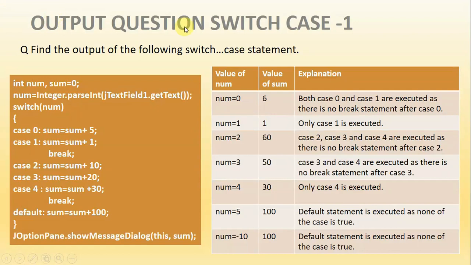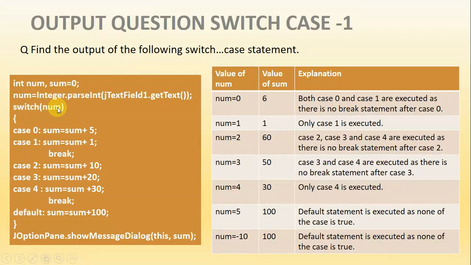Now let us do one output question on switch case. Find the output of the following switch case statement. So let us read first. Int num comma sum equal to 0. Num is equal to Integer.parseInt of jTextField1.getText. That is, we are getting the text which is stored in jTextField1, converting it into a number and then storing it into num. Now we are checking the value of num.